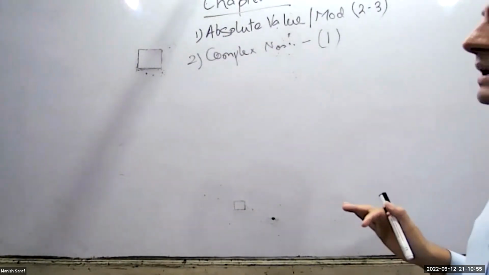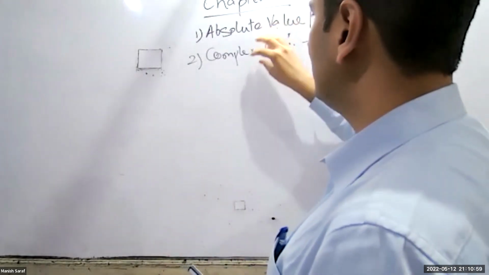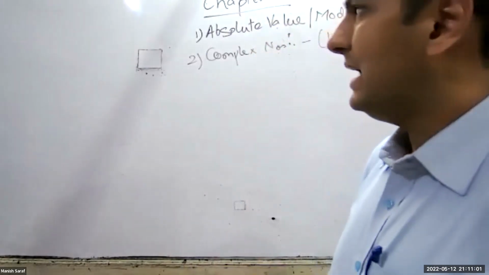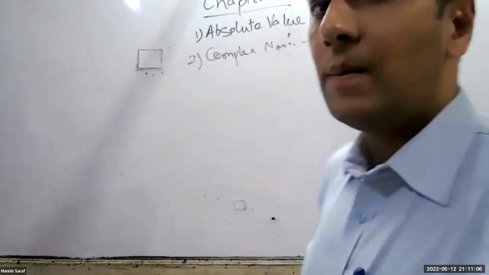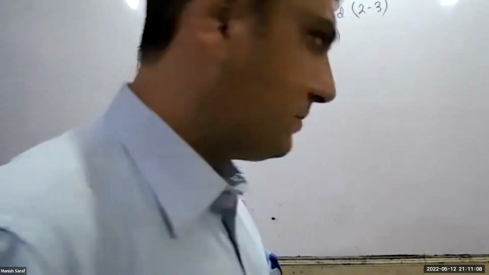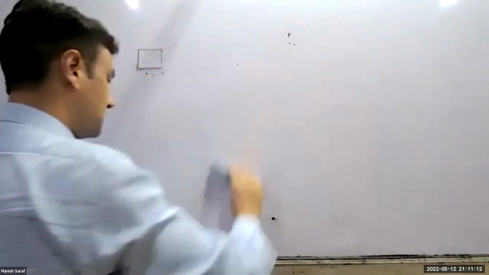So the important thing today would be to first understand the concept like we always do, and then solve some problems. I'll go in this order only. We will first do absolute value, then complex numbers. So let me start with the absolute value function.